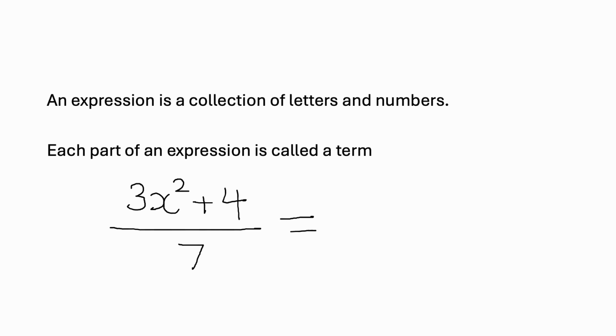Okay, let's do simplifying expressions. So an expression is a collection of letters and numbers, and each part of an expression is called a term. So for instance, if we have maybe 3x squared plus 4, let's say all over 7, this is an expression, as it's just a collection of letters and numbers. To turn this into an equation, I like to say that we have the equal sign, maybe let's say equals 3. So once we put the equal sign here, this now essentially turns into an equation.